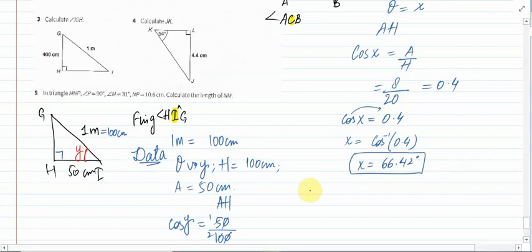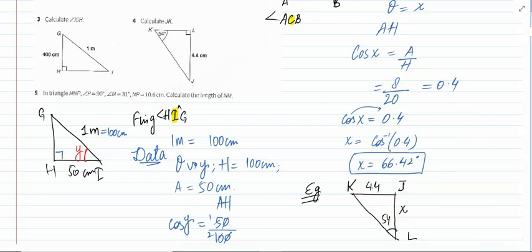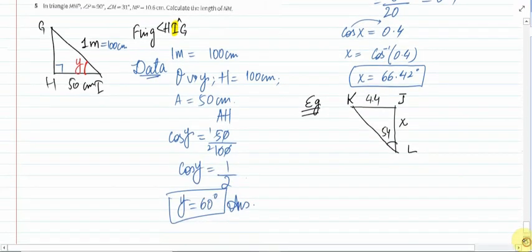Okay, example. This time we have a triangle similar to question number 4, J, K, L. Its angle is 54 and this side is 4.4. We need to find the value of JL, right? So it's X. Now in this question there is no need to find an angle. No angle means no inverse.